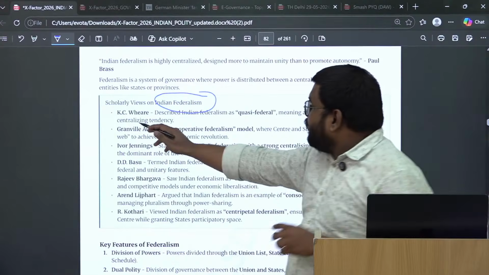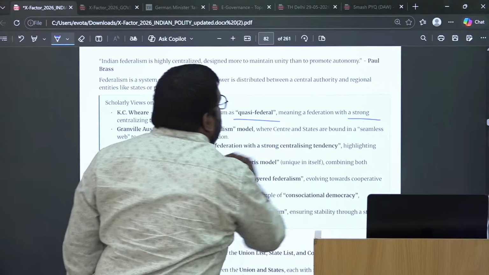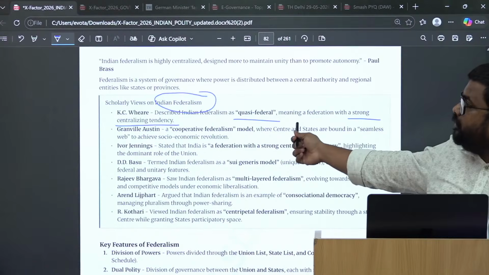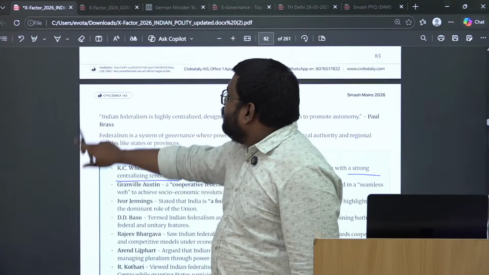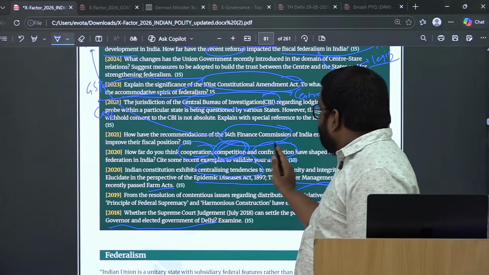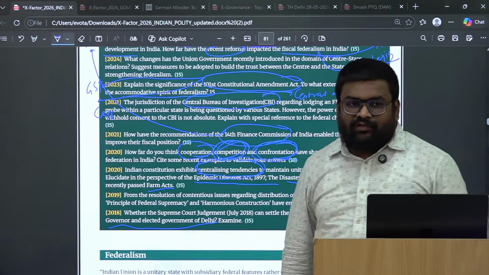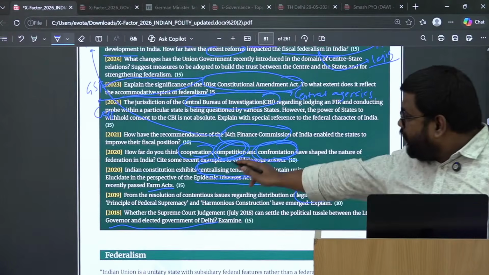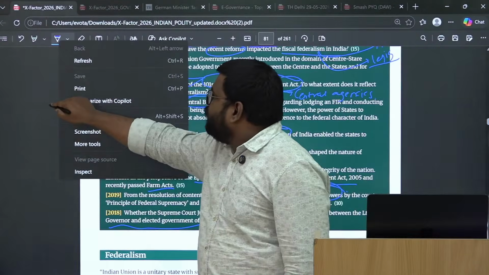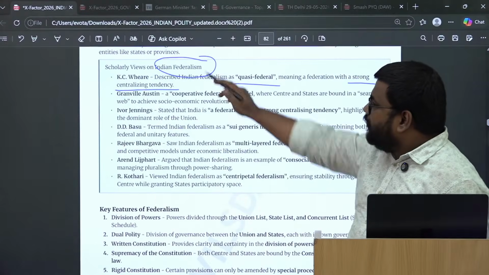ठीक है, सो जब आप पहला पढ़ोगे केसी वेयर डिस्क्राइब इंडियन फेडरलिज्म एज क्वासी फेडरल वेयर there is a strong centralizing tendency. तो ऑटोमेटिकली जब आप इसको पढ़ के आप सोचोगे कि ओके इफ द क्वेश्चन इज ऑन कंपटीशन और कन्फ्रंटेशन, ठीक है, या फिर इफ क्वेश्चन इज ऑन सेंट्रलाइजिंग टेंडेंसीज. ठीक है, सो अगर ऐसा क्वेश्चन आया विथ रिस्पेक्ट टू सेंट्रलाइजिंग टेंडेंसीज, माय इंट्रोडक्शन विल इन्वॉल्व केसी वेयर कोट. ठीक है, तो यहां आपका ये हो गया.